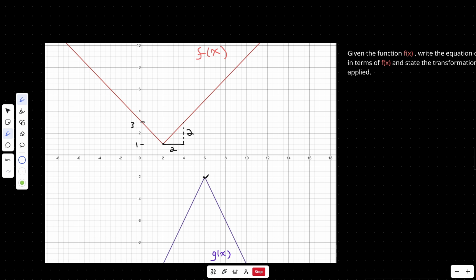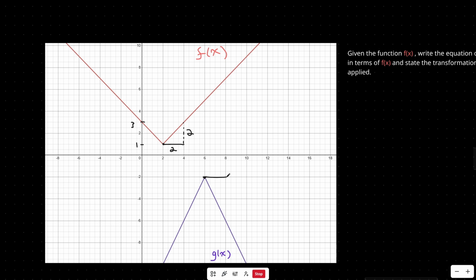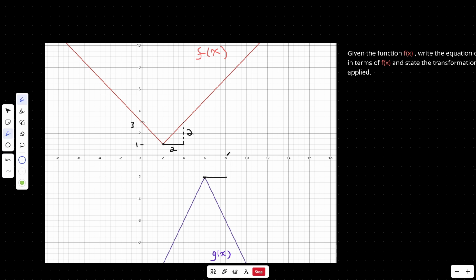Now we do the same exact steps to the other function. So what we're going to do is go 2 out, and then we're going to count up how many times we go down, in this case, to meet the next point. So we have to count down. We start at 2 and we end up at 6. That means we're going 4 down.